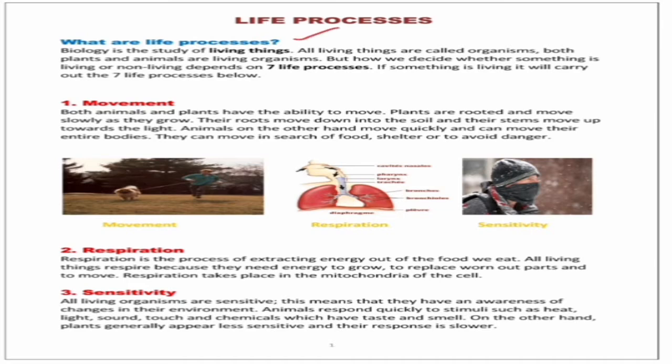All living things are called organisms, which include both plants as well as animals, or other living organisms. But how can we decide whether something is living or non-living? This depends on 7 life processes. In a simple way, we can say that life processes are those processes which decide whether something is living or non-living.